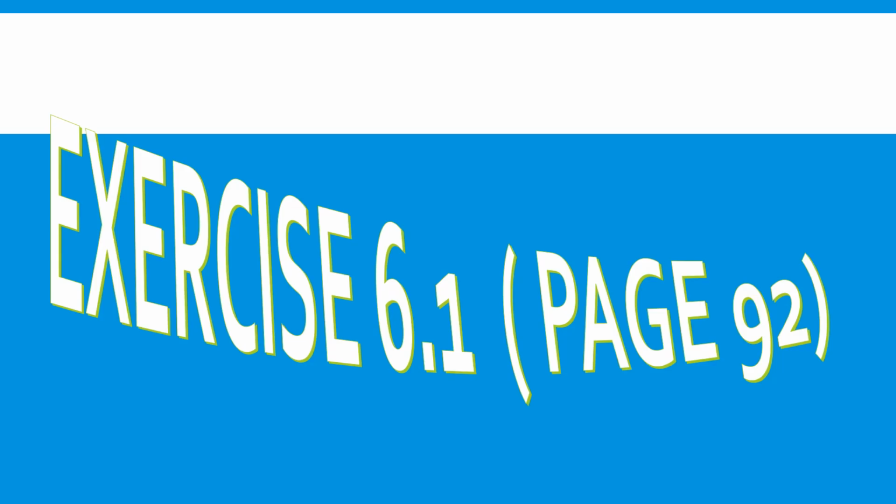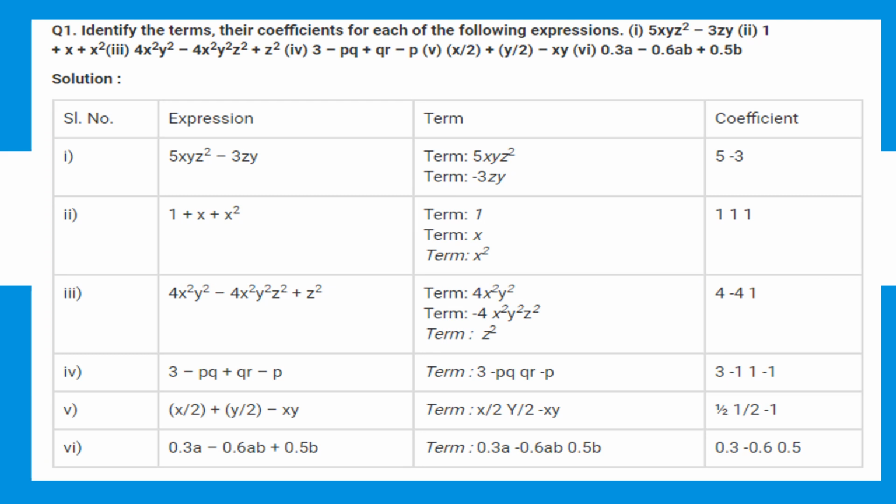Now let us go to the exercises. Now what is given in the exercise? First question: identify the terms and their coefficient for each of the following. Now here the sums are being put in one column. Now you have to find out how many terms are there and what are their coefficients. So what will you do?